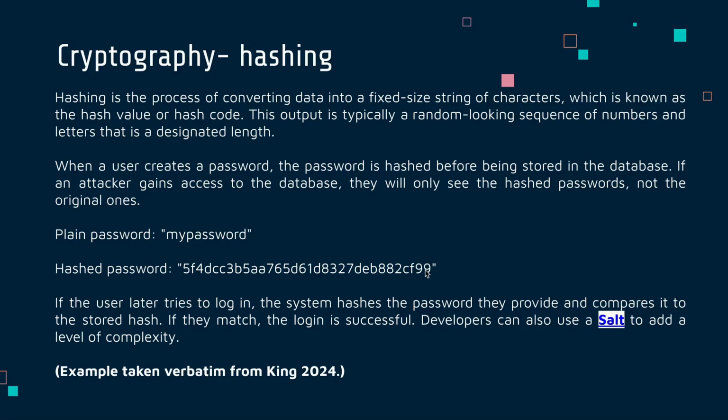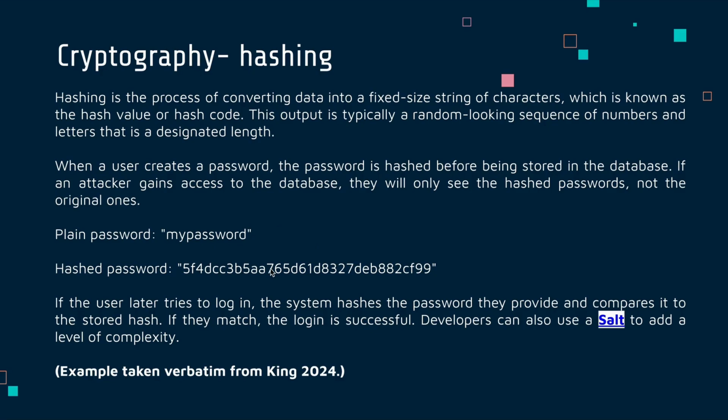If the user later tries to log on, how does it correlate these? The system hashes the password they provided and compares it to the stored hash. So when they put my password in, before checking with the database, it again hashes it, and that hash should match what is stored in the database. If they match, the logon's successful. So they're not actually checking my password matches with my password. They take in my password, hash it, and check the hash against the user database to see if that exists.